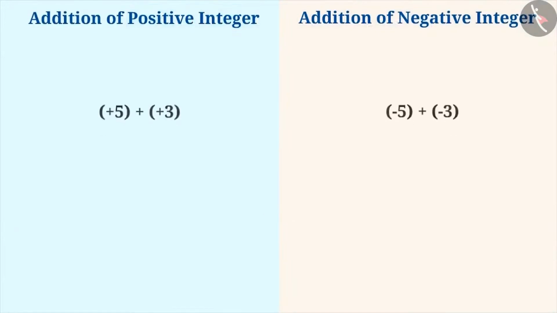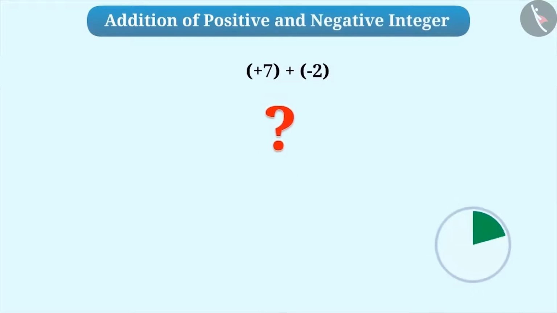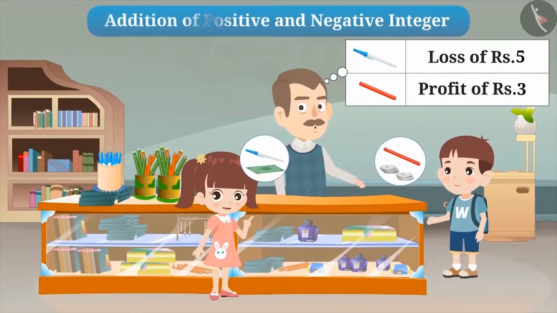With the help of these two examples, you must have understood that if the signs of integers are the same, then they can be added without signs and the result is shown with the sign of their numbers. Now, if we have to add a positive and a negative integer, how shall we do this? Think about it. Let me tell you. Let us suppose a shopkeeper faces a loss of rupees 5 by selling a pen and a profit of rupees 3 by selling a pencil.